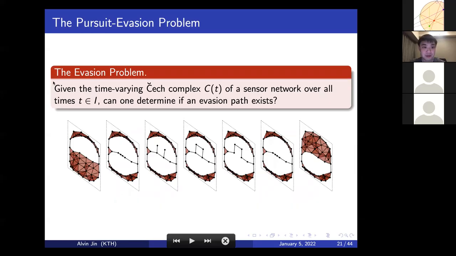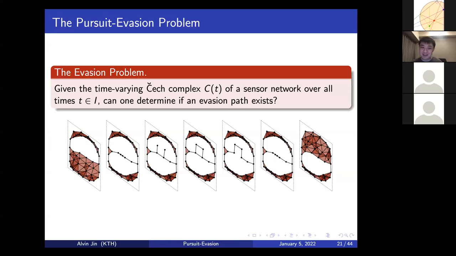The problem that people have been studying recently, by Gunnar Carlsson and Henry Adams when they were at Stanford, is the evasion path problem: if I give you the Čech complex of a sensor network over all time t, can I determine whether an evasion path exists? That just means that if you have a level in a video game and you know that one guard is going to look in a certain direction for 5 seconds, and another guard is going to walk around in a circle for 10 seconds and then go back to its original position, can you actually determine if I can evade detection?